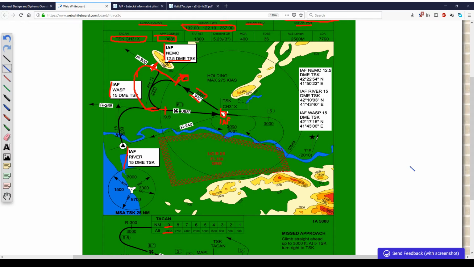And one last thing which should have been at the beginning: this qualification between non-precision and precision approaches. Then you have the IFR procedures, which are ILS landing and NDB landing and so on. And I forgot it.